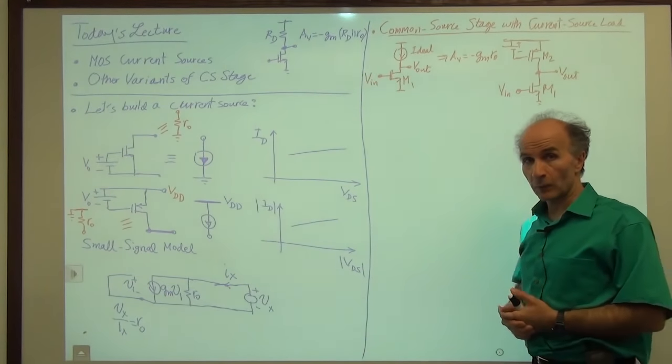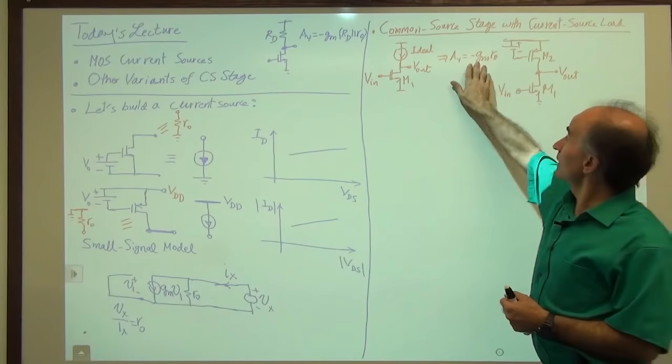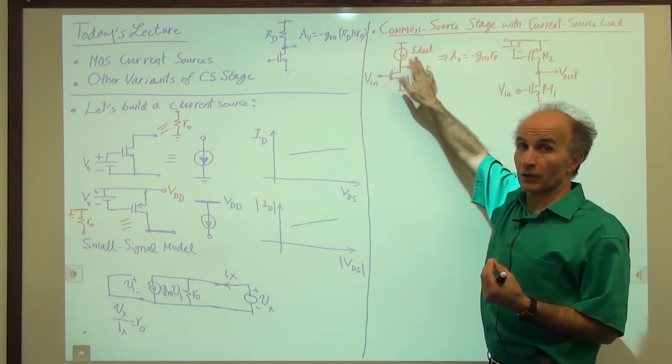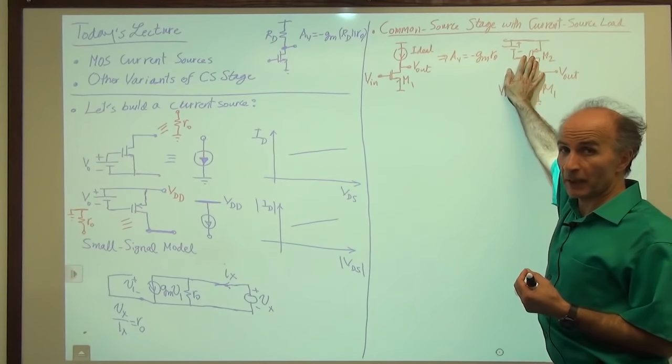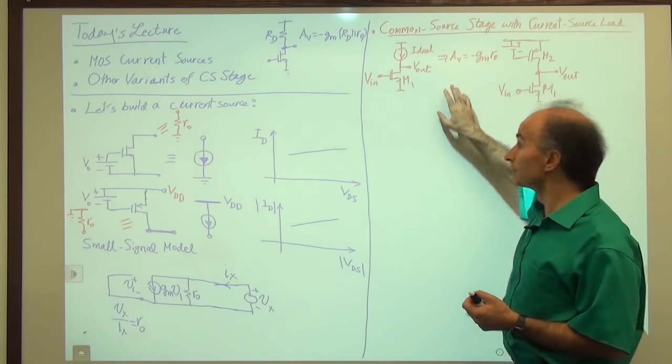Okay. So we would like to find the voltage gain of the circuit now. The best we could do is this, but that was with an ideal current source. With a real current source, the gain is probably not that high. It will be lower. So let's see what we get.